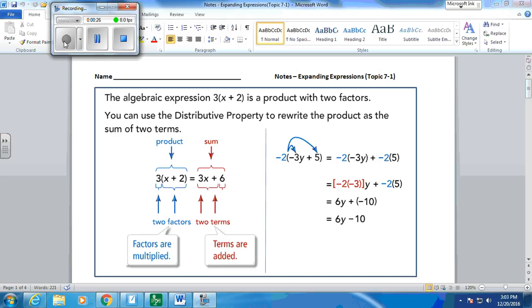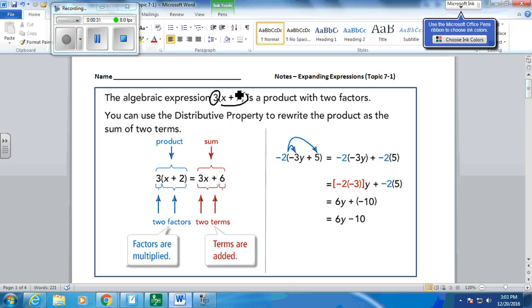is a product with two factors technically. The first factor being the 3x and the second factor being the x plus 2. It says you can use the distributive property to rewrite the product as the sum of two terms. So if we look here, they have the product. They're showing you your two factors, right here and here. Then when we use the distributive property, the 3 times x becomes 3x, and the 3 times 2 becomes positive 6, and now that has two terms. Again, I think that you guys are pretty fluent with that concept now.